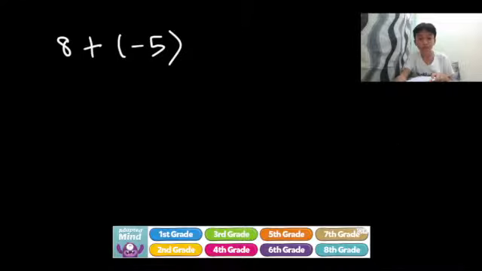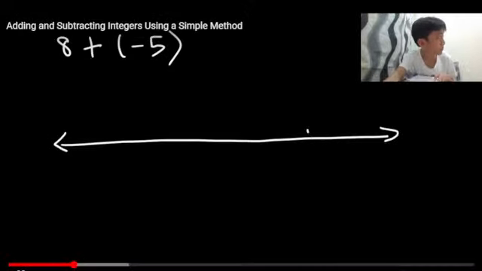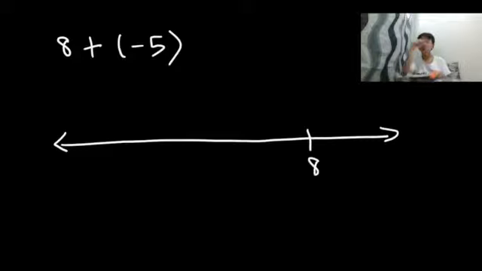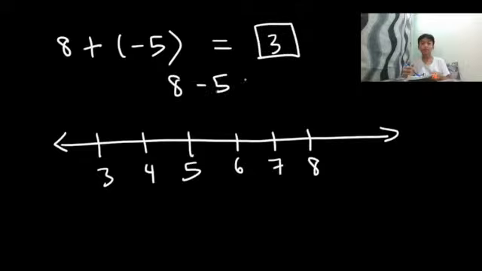If you wish to add a negative number, start with the first number, 8. Adding a negative number, you need to travel towards the left. So 1, 2, 3, 4, 5. This is 7, 6, 5, 4, 3. So 8 plus negative 5 is positive 3. That's the same as 8 minus 5, which will give you the same answer.